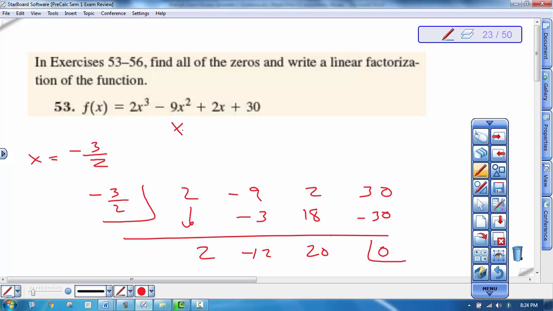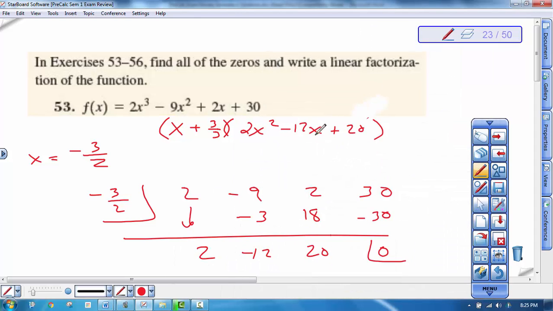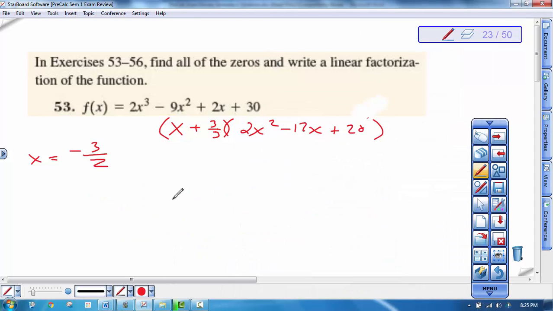So what that means is this factors into x plus 3/2 as one of the factors, and then the quadratic is 2x squared minus 12x plus 20. So now we just need to figure out how to do the linear factorization of this. Now this thing's been shifted up 20 units, so we're going to have to use the quadratic formula because these other two zeros, and we can tell that from the graph as well, must be complex numbers, not real numbers. So let's use the quadratic formula on this.